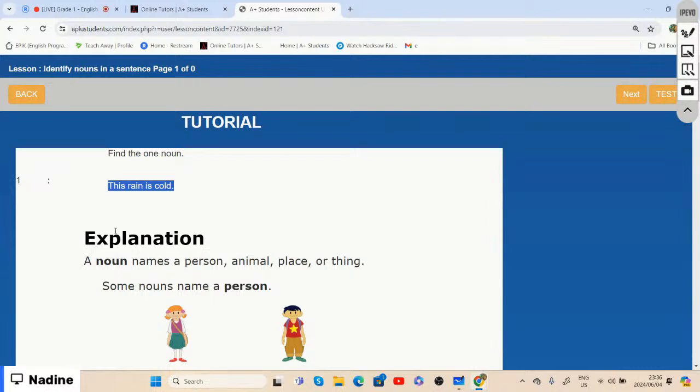So what do you think can be our noun? All right. What names something within the sentence? What is cold within the sentence?